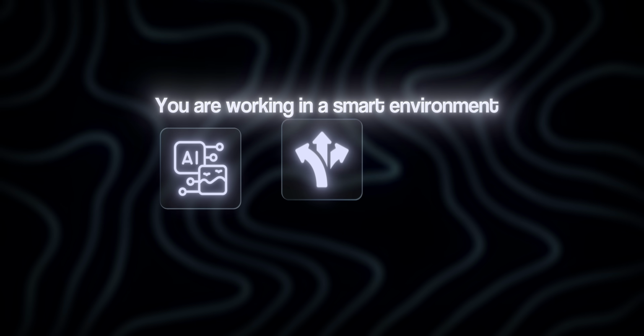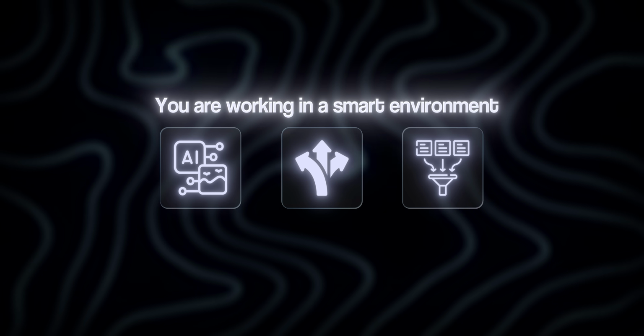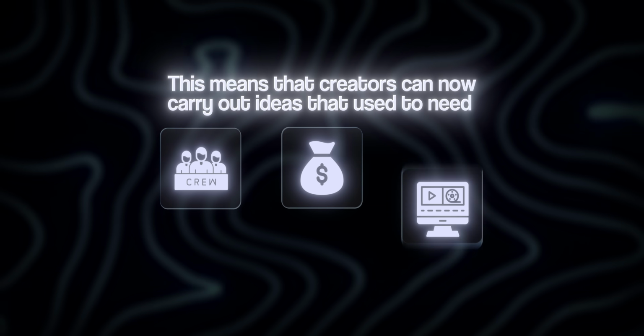You are not pulling together random clips anymore. You are making moments that fit together, and since it lives inside Pippit, the workflow does not feel like a mess of technology. And you don't have to use 5 tools at once. You are working in a smart environment where generation, direction, and refinement happen smoothly. That means that creators can now carry out ideas that used to need a crew, a budget, and a post-production pipeline. You can make prototypes of movie ideas in just a few minutes. You can try out different camera angles without having to shoot again. You can change the tone and intensity without starting over.